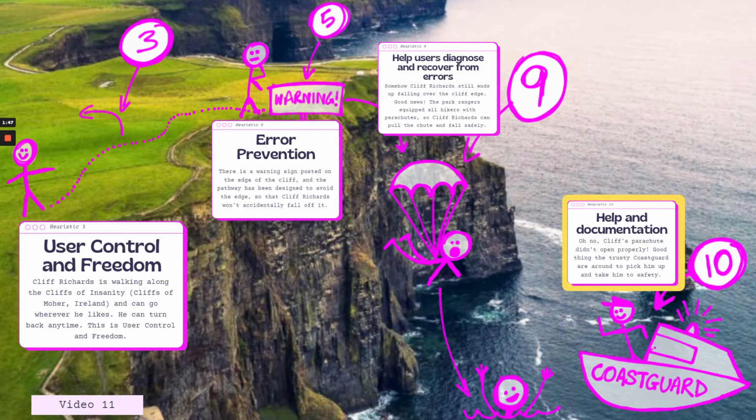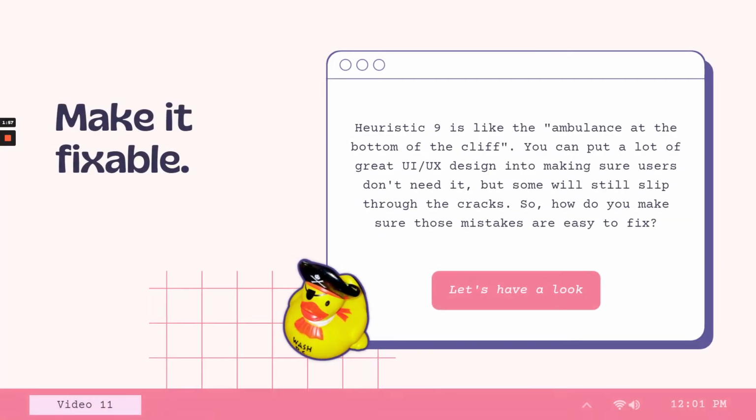Oh no, Cliff's parachute didn't open properly. Good thing the trusty Coast Guard is around to pick him up and take him to safety. And this represents the 10th heuristic, help and documentation. To use another metaphor, heuristic 9 is kind of like the ambulance at the bottom of the cliff. Okay, a mixed metaphor. You don't really want your users to get to that point, but there will always be those who slip through the cracks.